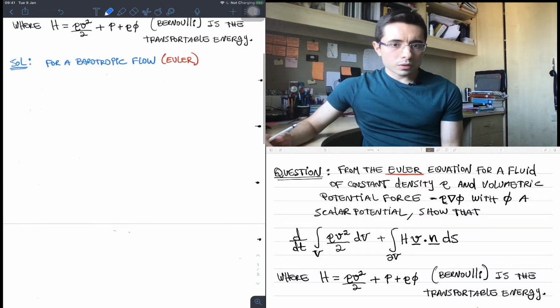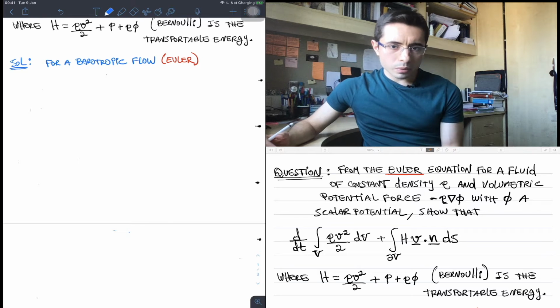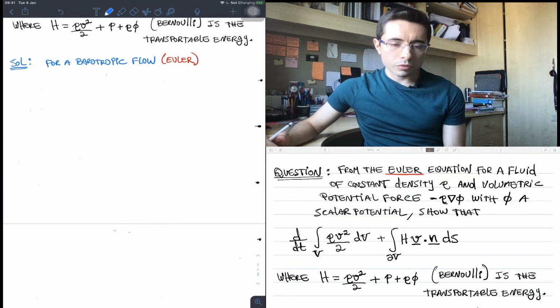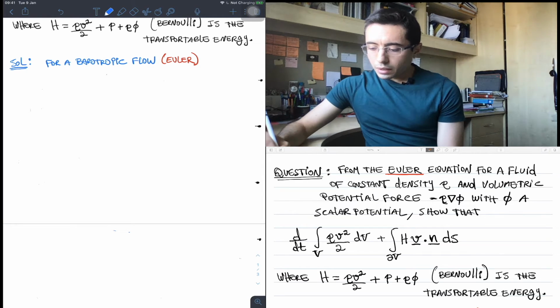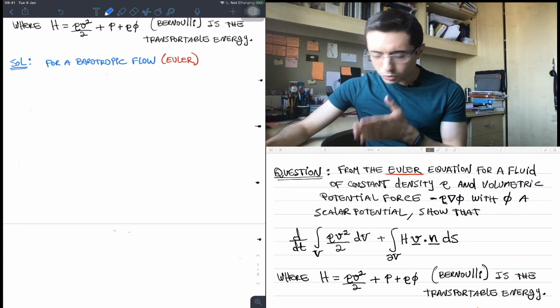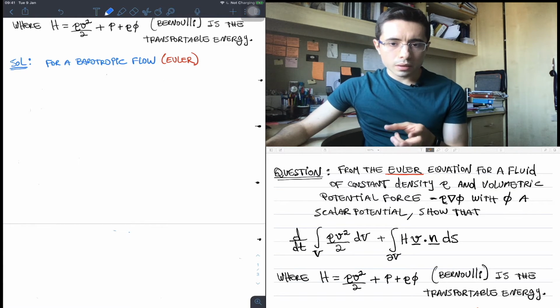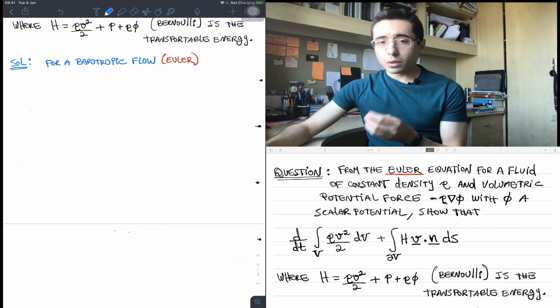Right, so starting from the Euler's equation for the fluid, you need to remember what the Euler's equation is about. It's about force and acceleration for an element of the fluid, particularly for a barotropic flow, which is a flow in which the density depends on the pressure. So when the density is constant, as the question said, constant density ρ, that is a particular case of barotropic flow.